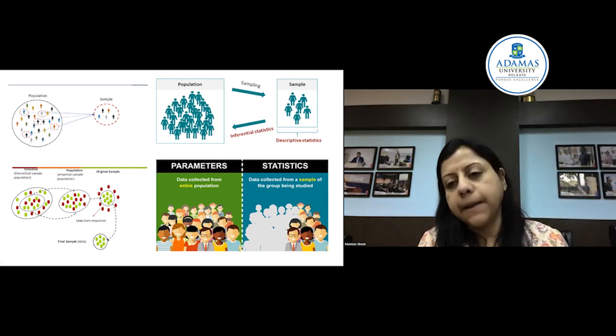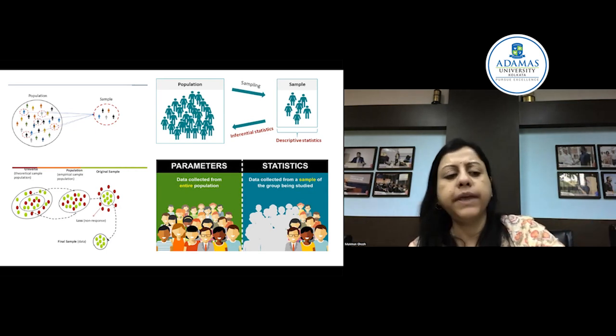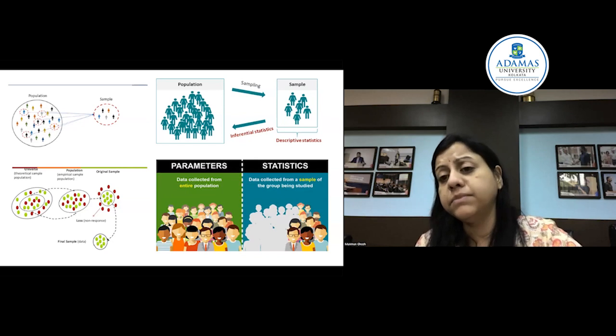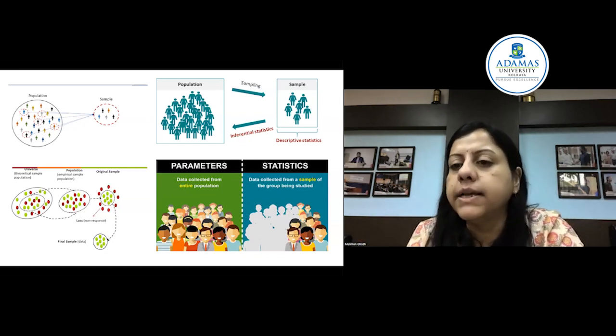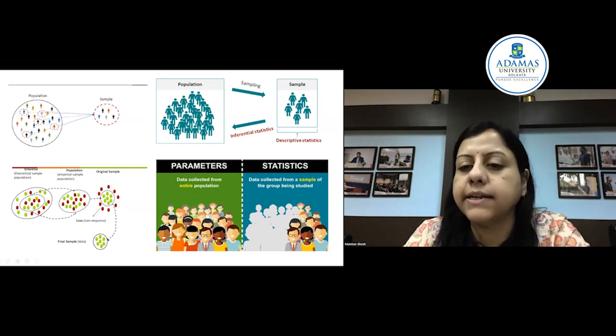So when we work on a sample, we describe our sample. How do I describe the sample? I describe the sample or the data set through different statistics. So that is the way I describe the data. But when I try to infer from the sample, or find out some more information about my population, that is inferential statistics.